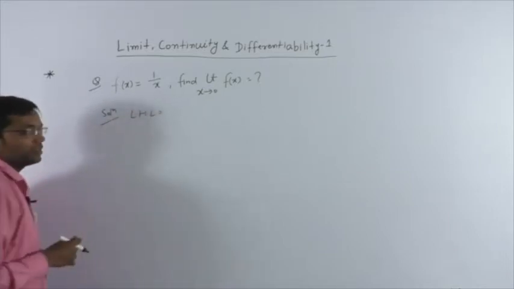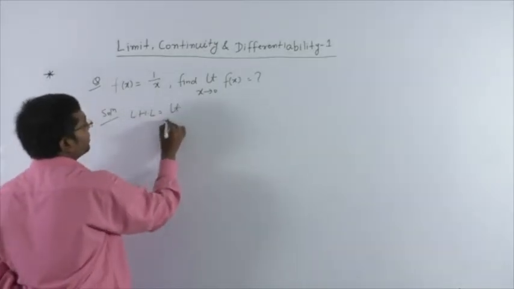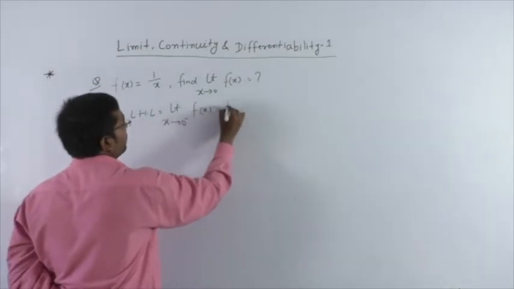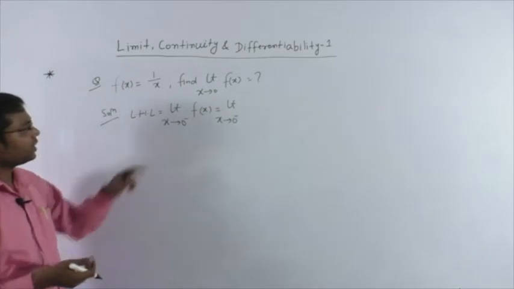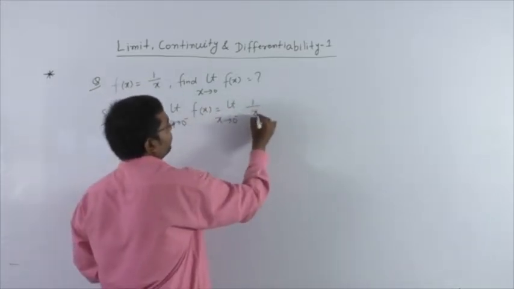Let's first calculate the left hand limit. The left hand limit will be the limit as x tends to 0 minus of f(x). Now see, what is the f(x) given here? 1/x only. Keep 1/x.